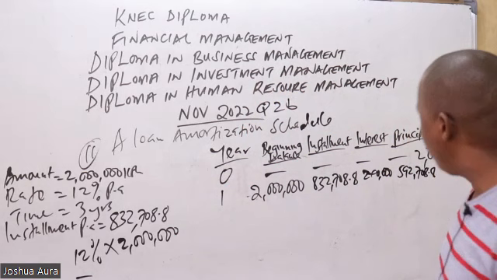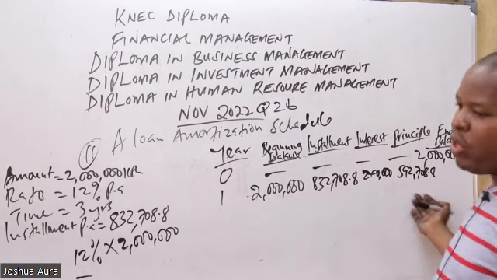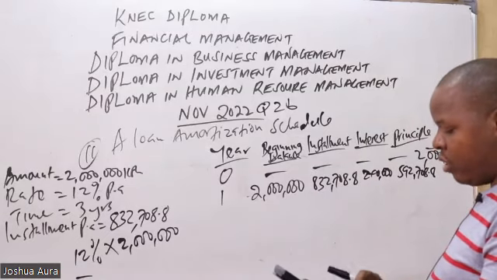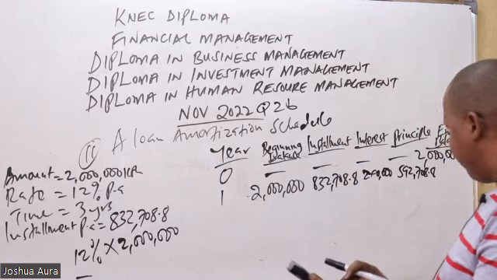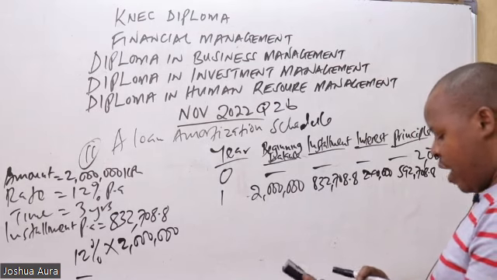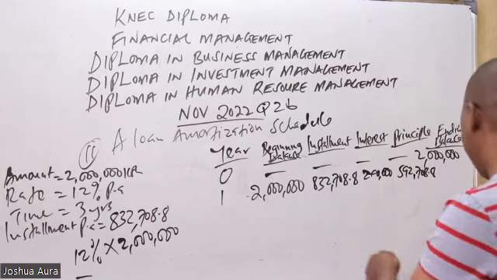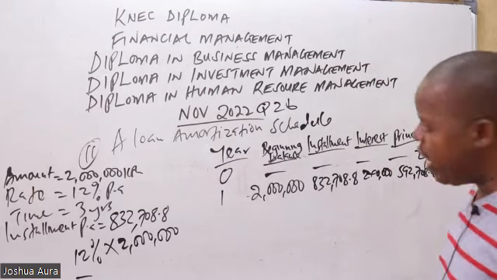And then you will get your principal as 592,708.8. Now, how do you get your ending balance? You take the beginning balance minus principal. The beginning balance is 2 million, minus the principal amount of 592,708.8. So what is our ending balance? 1,407,291.2.